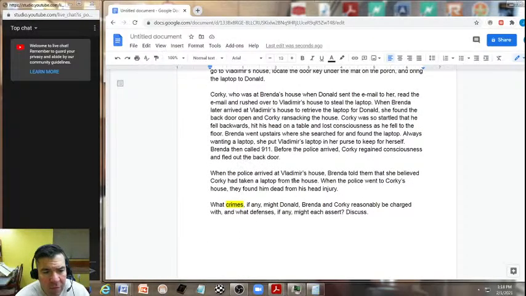Now, when the police arrived at Vladimir's house, Brenda told them that she believed Corky had taken a laptop from the house. Now, what is this information here? This is further supporting facts for the homicide.